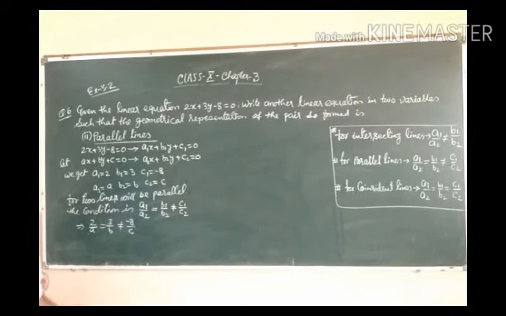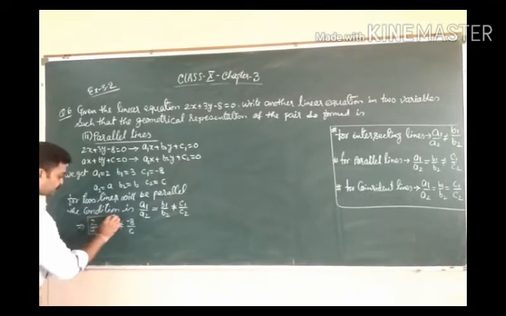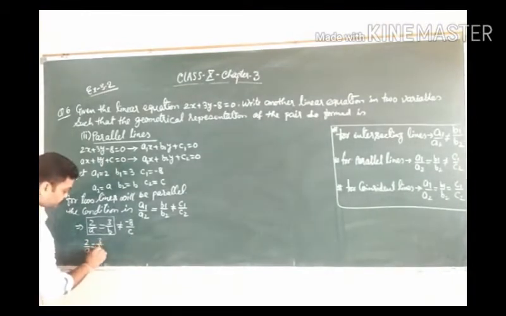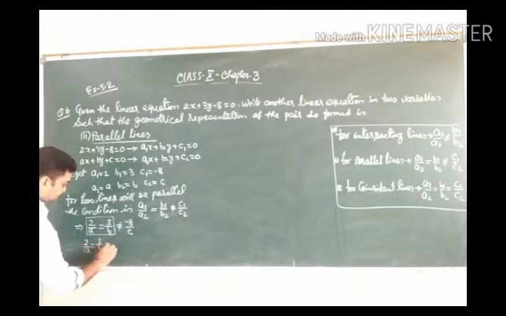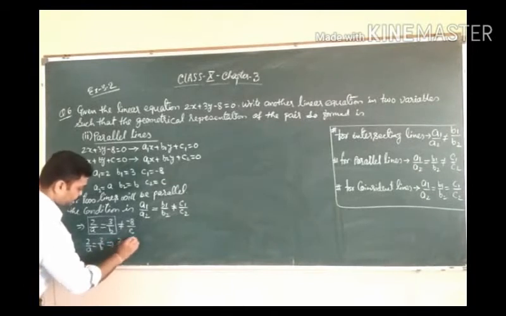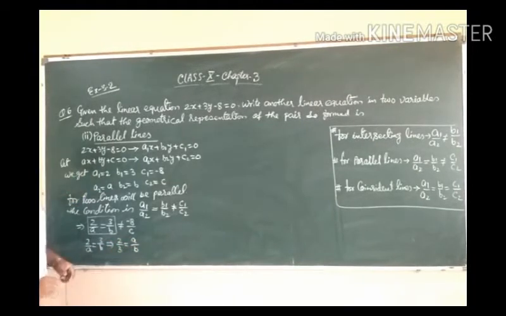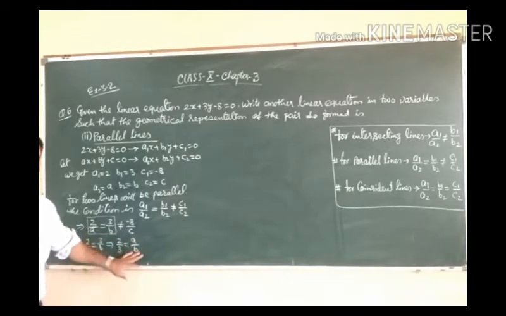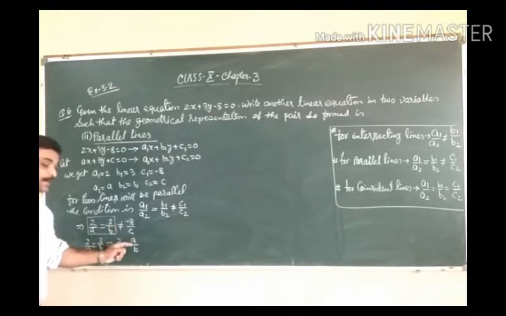Students, here first of all I am taking this part 2 upon a is equal to 3 upon b. This implies we can write 2 upon 3 is equal to a upon b. What is the meaning of this? 2 upon 3 is equal to a upon b. a upon b will be any value that gives the resultant 2 upon 3, isn't it? That means a and b are the multiples of 2 and 3.